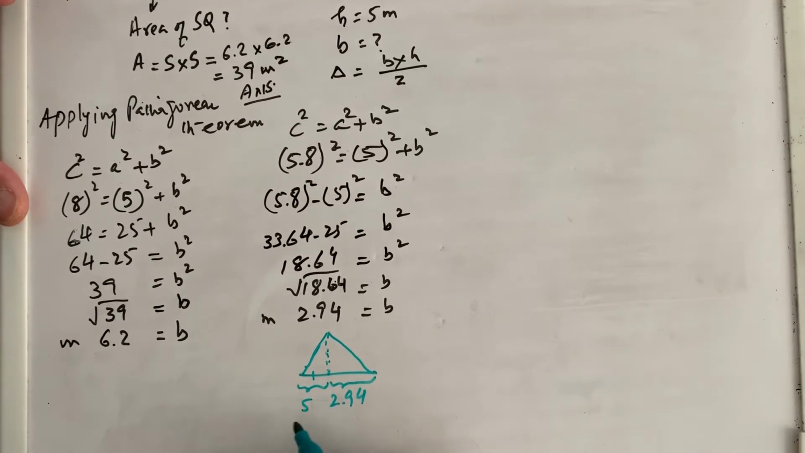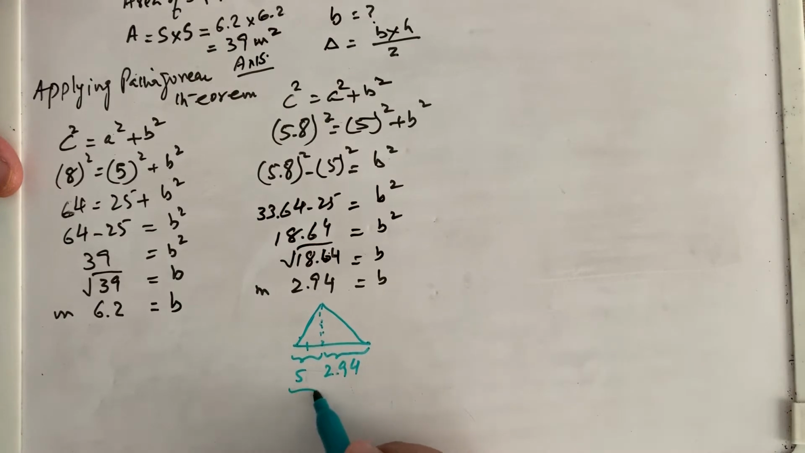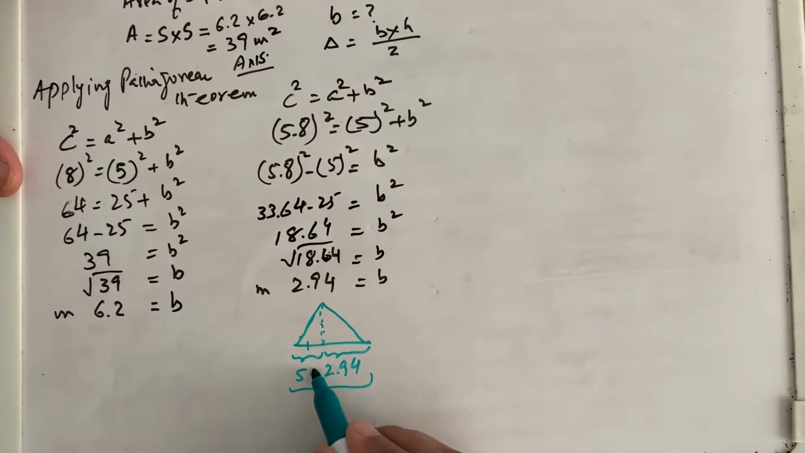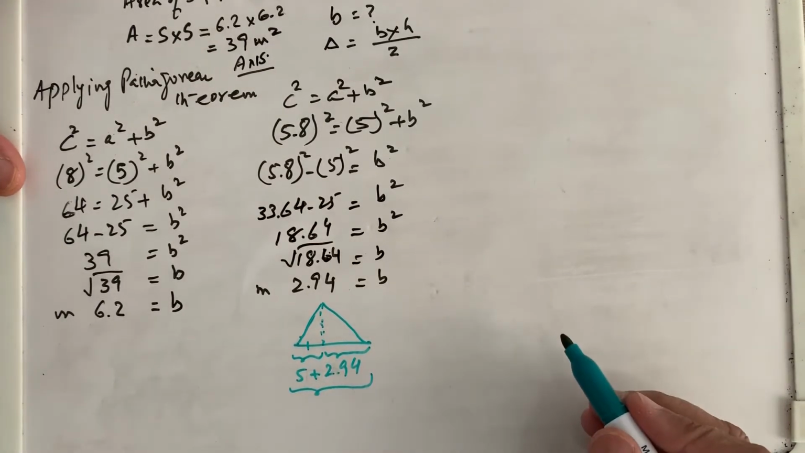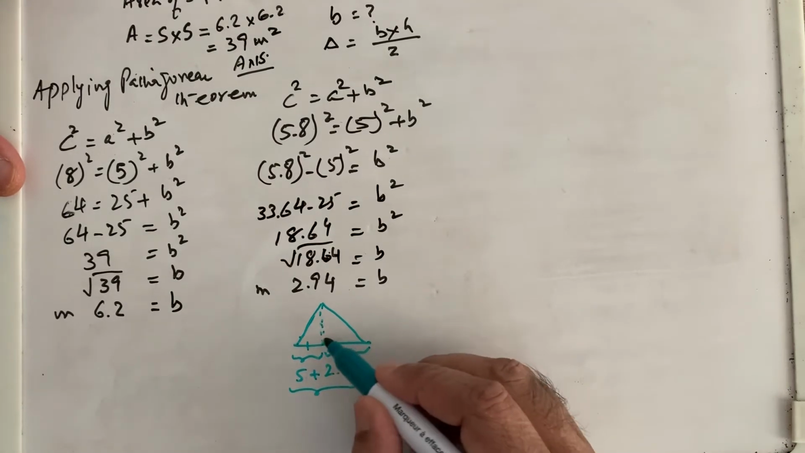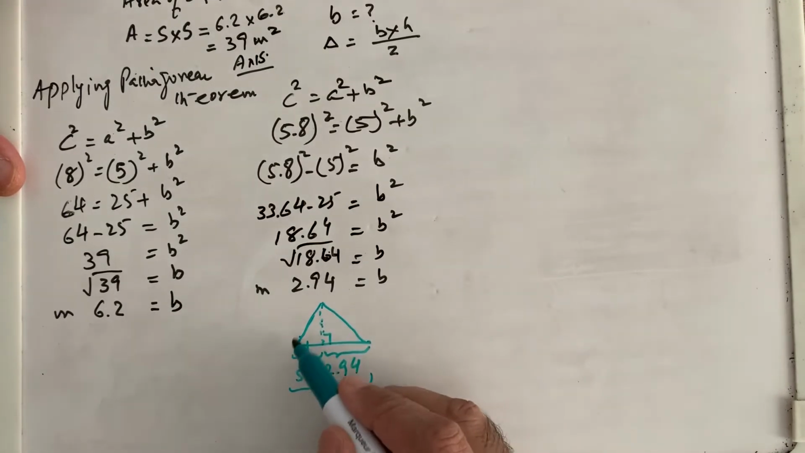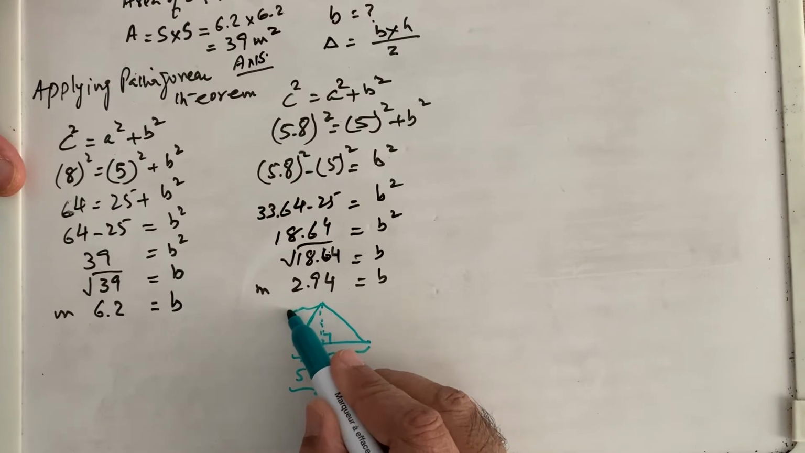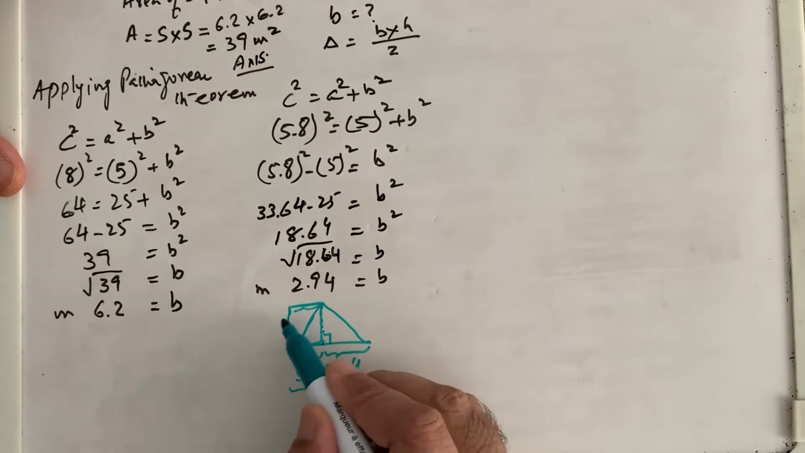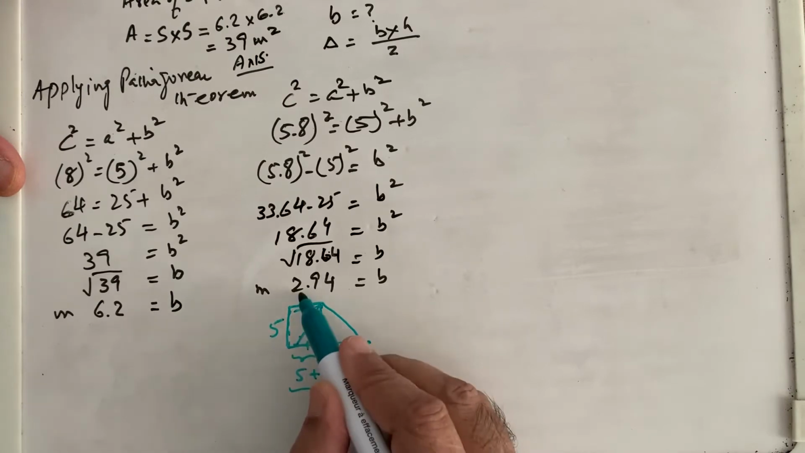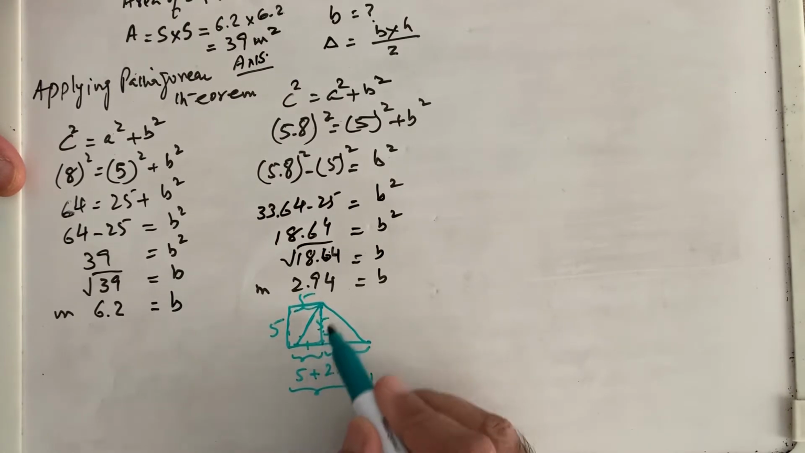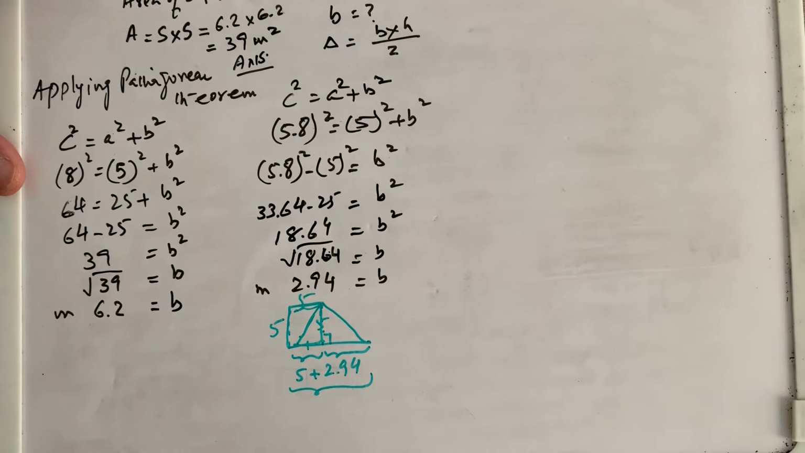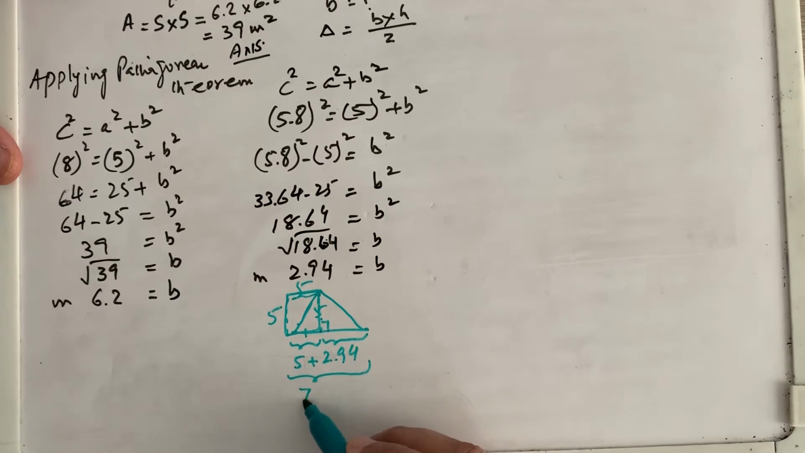So that means to find out the base, this total thing, I have to add 5 and 2.94. We get 2.94 from the right angle triangle, and this other 5 is with the help of the square, because this square has a side of 5. So if this is 5, this is 5, everything is 5 in the square. Now when we add 5 and 2.94, we get 7.94.